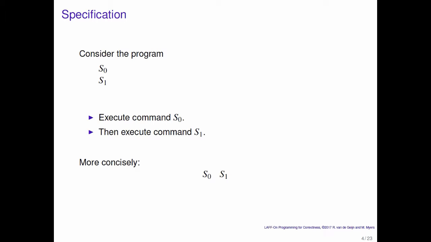Okay, so here we have a program that consists of two commands, S0 and S1. And S0 and S1 eventually can be as complex as you want them to be. How does it work? Well, you execute command 0 and then you execute command 1. Now, sometimes we may not want to write these on separate lines, so a more concise way of writing this is S0, S1, and then to know where one command stops and the next one starts, we put a semicolon in the middle of it.